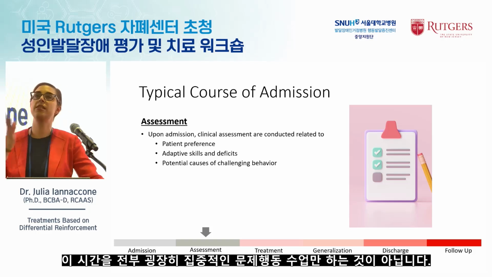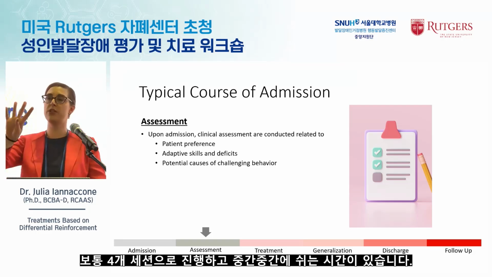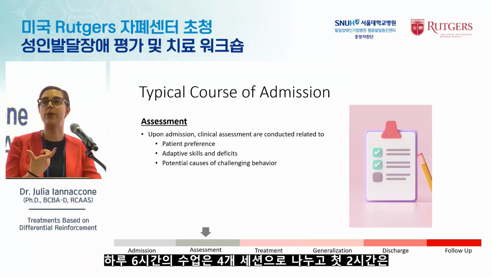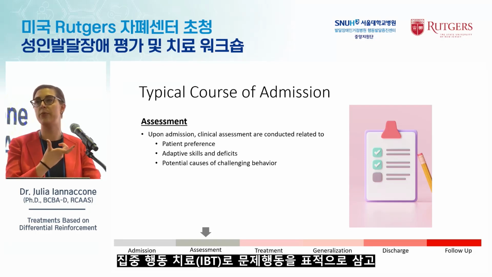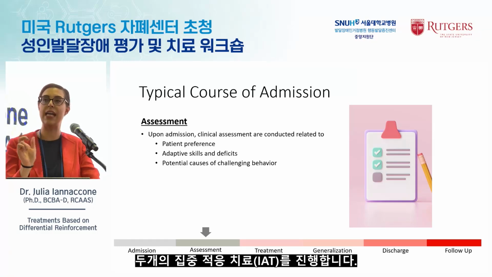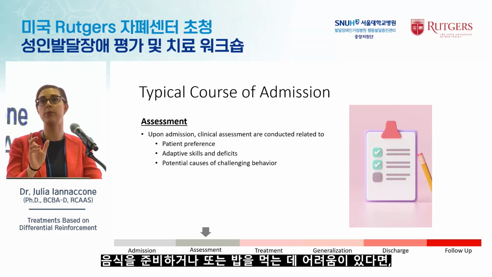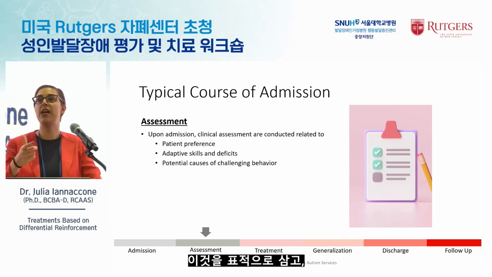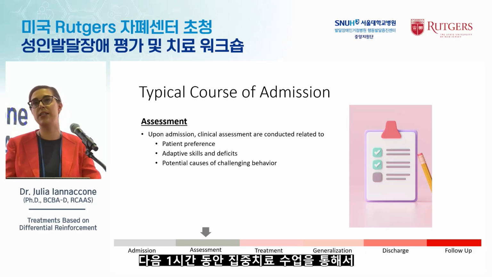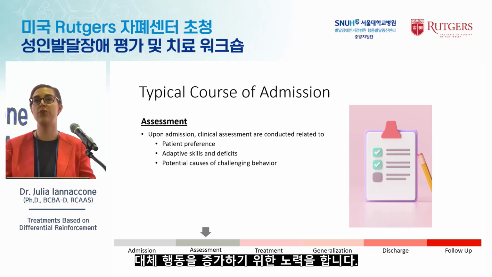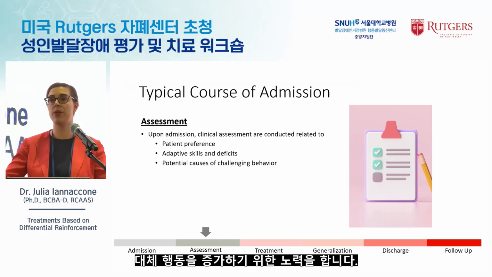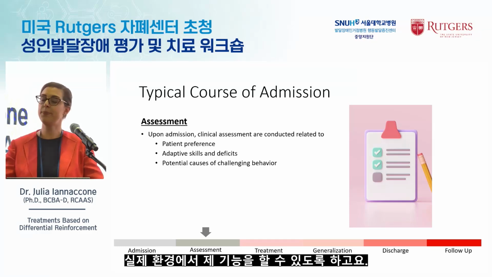Throughout the 6-hour day, it's usually broken up into 4 different session blocks. The first 2 hours we call intensive behavior therapy, IBT. That's where we're really targeting the problem behaviors. And then we have 2 intensive adaptive therapy sessions, IAT. And usually lunch is in there, and we work on some sort of food preparation program, or maybe they have feeding difficulties, and we target that. And then we have another 1 hour long intensive adaptive therapy session where we work on replacement behaviors to try to increase appropriate behaviors to help them function in the real world.